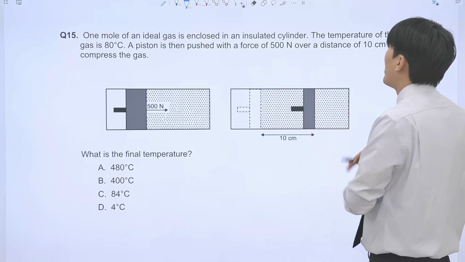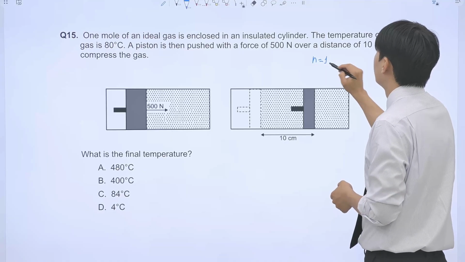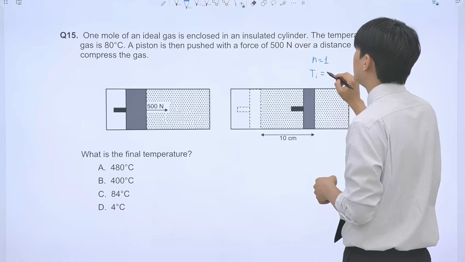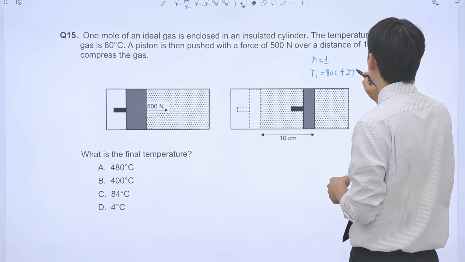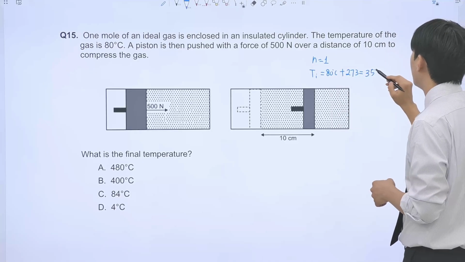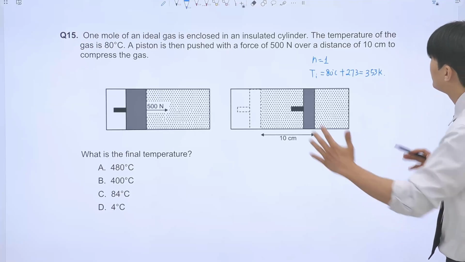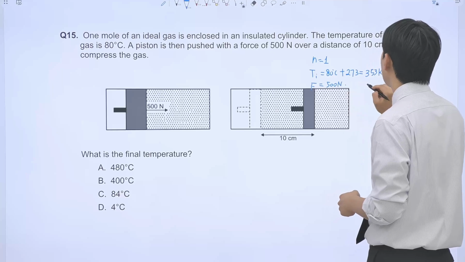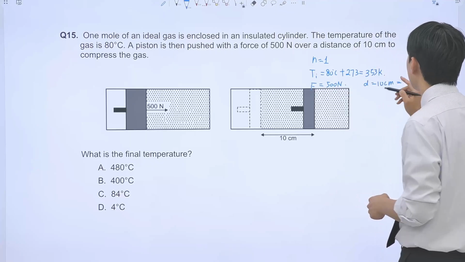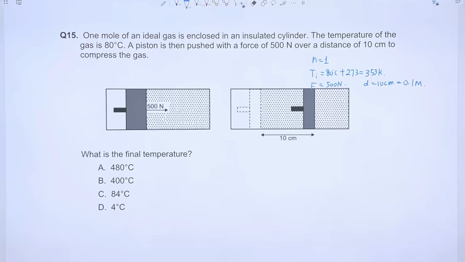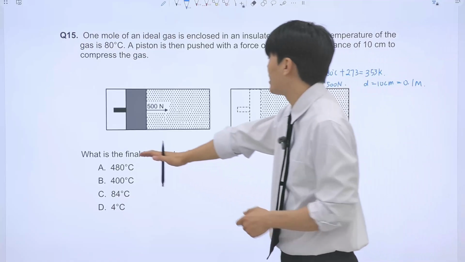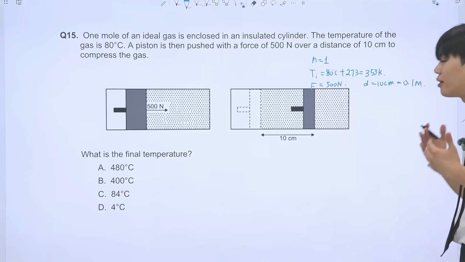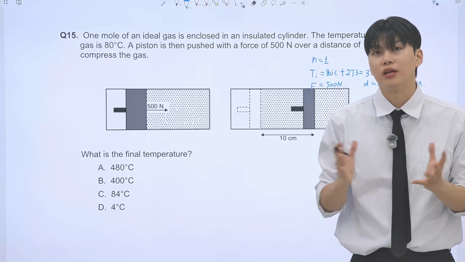Again, there's one more ideal gas, where n equals 1. The initial temperature of the gas is 80 degrees Celsius, which you can convert into 353 Kelvin. They push with a force, so F equals 500 Newtons, and the distance it actually moved is 10 centimeters. I don't like centimeters, that's 0.1 meters. They ask, what is the final temperature? That one is pretty hard when you first think about it.